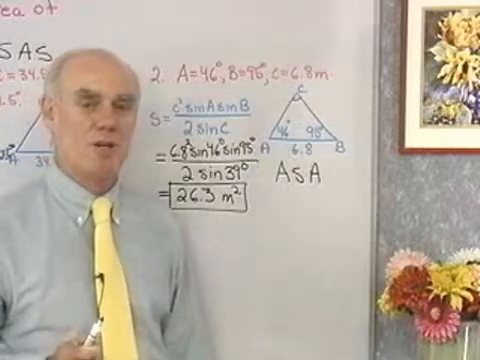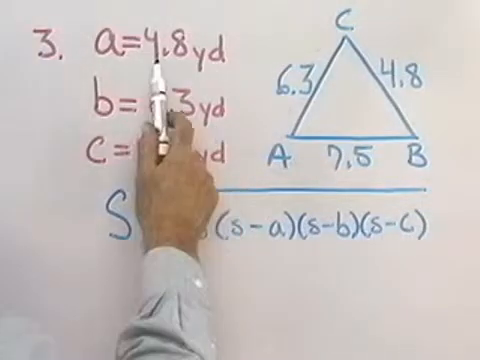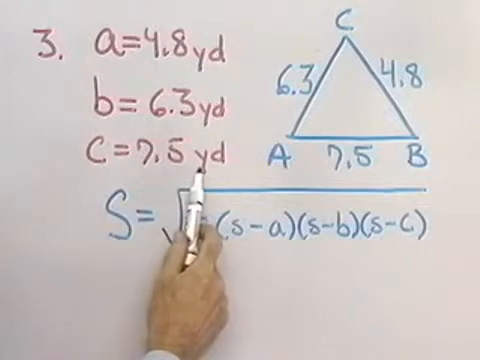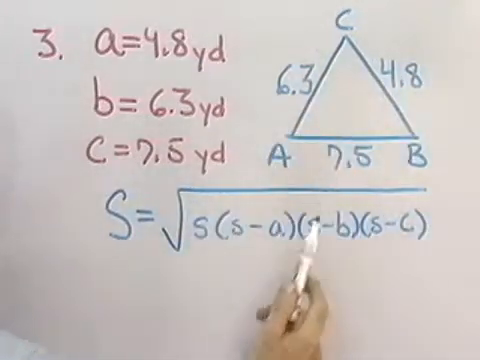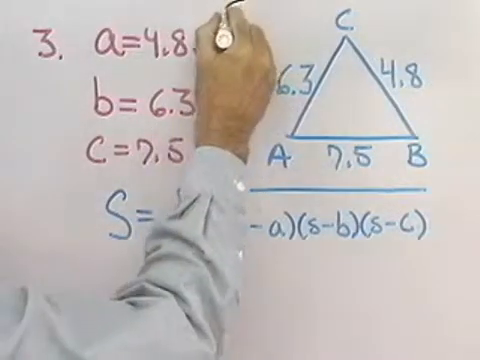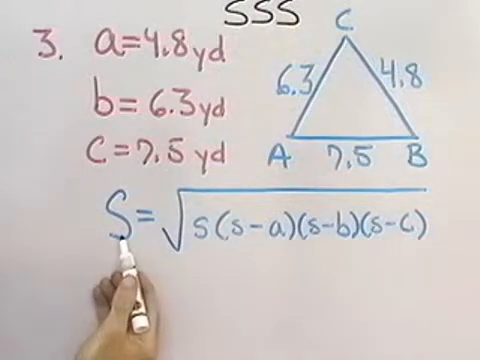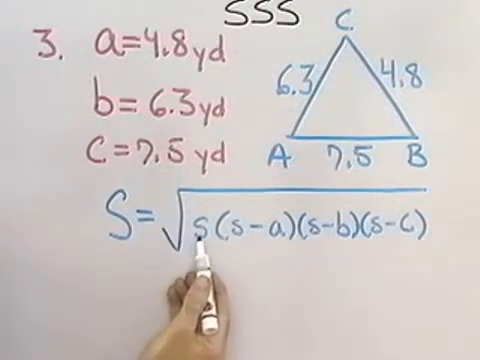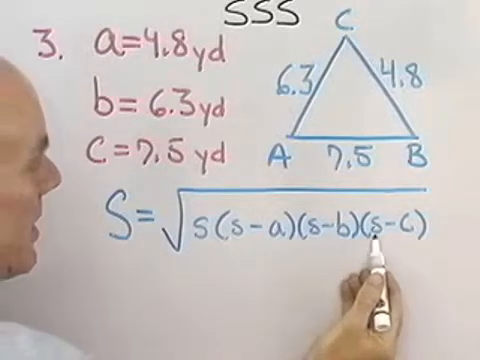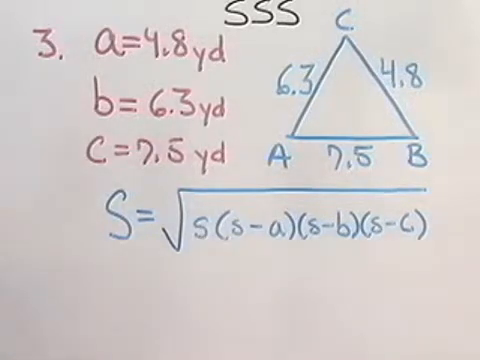One more formula we want to use in which we're given the three sides of a triangle. Here are the three sides. A equals 4.8 yards, B is 6.3 yards, C is 7.5 yards. Here's my triangle that I've labeled with this information, and you can see that this is a situation that we call side, side, side. The formula for the area of this triangle is big S equals the square root of little s times the quantity little s minus A, little s minus B, little s minus C, where little s is 1/2 the perimeter of the triangle.